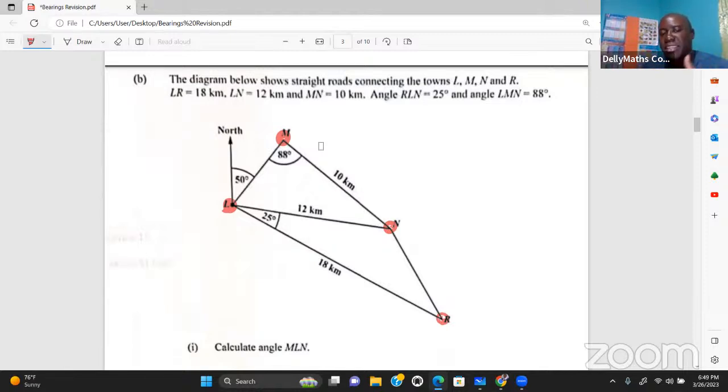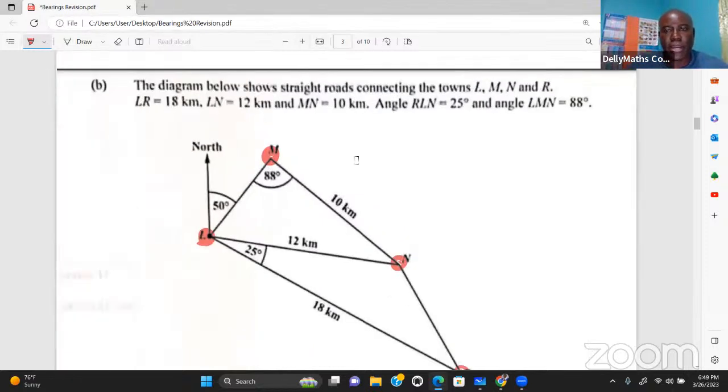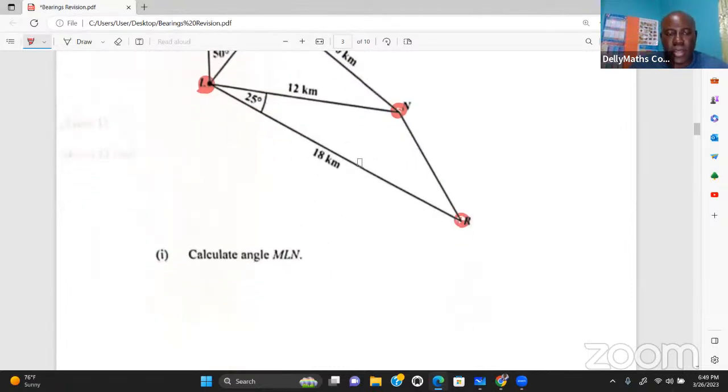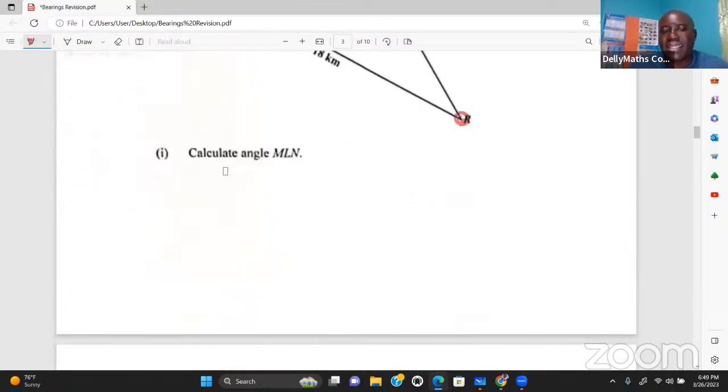LR is 18 kilometers, it's given on the diagram. LN is 12 kilometers, it's on the diagram. MN is 10 kilometers, it is also on the diagram. And the angle 25 degrees, which is RLN, is on the diagram. Finally, we got the angle 88 degrees, which is LMN, on the diagram as well. So the diagram is already labeled. And what they want us to do now with this labeled diagram is to respond to a number of questions, right? So the diagram is labeled. Let us see the first question. The first question says, calculate angle MLN.